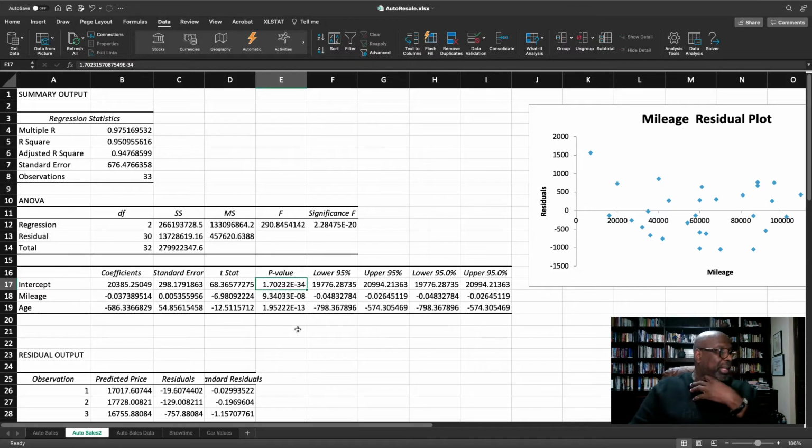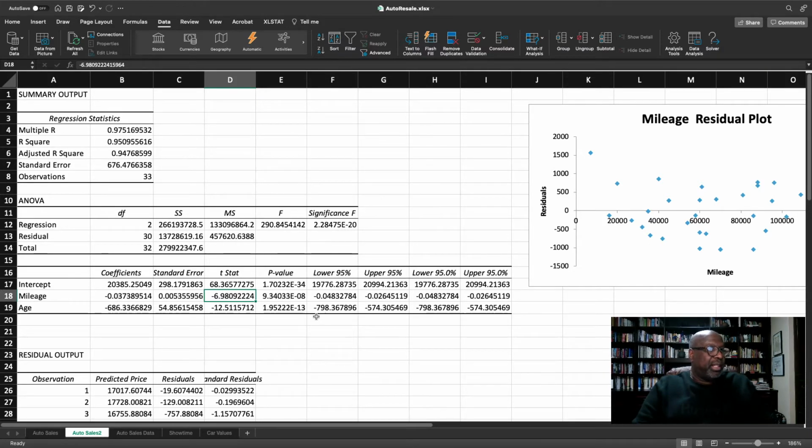Then if we look at mileage, mileage has a test statistic of negative 6.98, practically 7.0, and then a p-value of 9.34 by 10 to the minus 8. And then we look at age. There's a coefficient of age, negative 686.33. It has a t-value of negative 12.51. That's a huge negative test statistic, with a p-value of 1.95 by 10 to the minus 13, extremely significant. So all of these coefficients are significant.